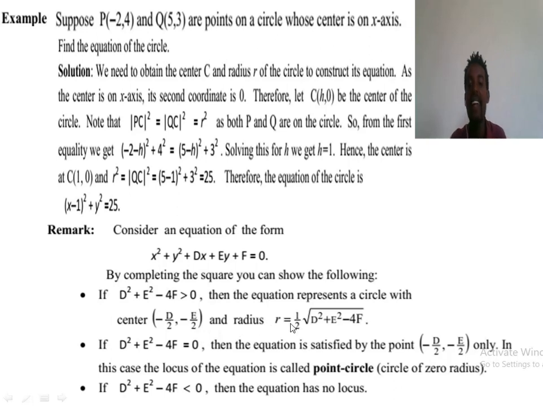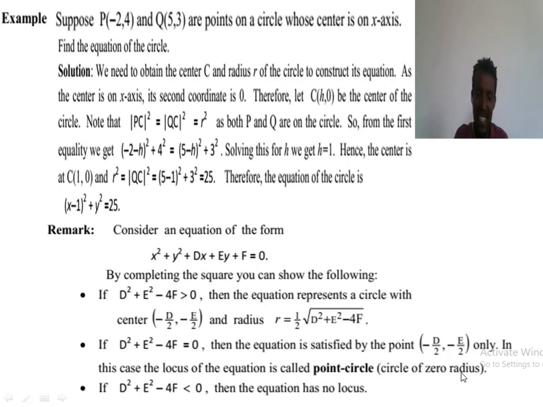-e/2 ይሆናል, then ራዲየሳችን ደግሞ 1/2 square root of d square plus e square minus 4f እናገኛለን. if d square plus e square minus 4f is equal to 0 ከሆነ, then ኢኩዌሽናችን ይሄንን ያሟላል, that means -d/2 እና -e/2 ብቻ ነው የሚያሟላው ማለት ነው. In this case the locus of equation is called point circle, that means circle of zero radius.